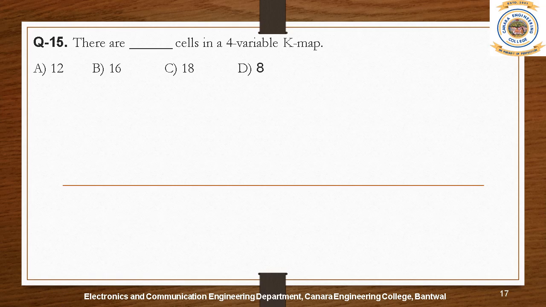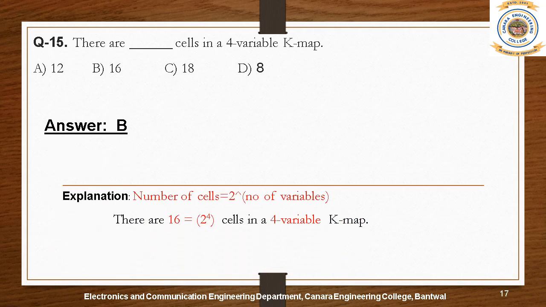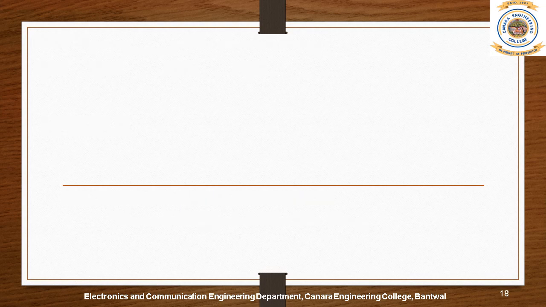How many cells are there in a 4 variable K map? Obviously, when I say 4 variable, there are 4 variables on the x axis and 4 variables on the y axis. So 4 into 4 is 16. The answer is B. Horizontal axis 4 variables, vertical axis 4 variables, so obviously it is 16.